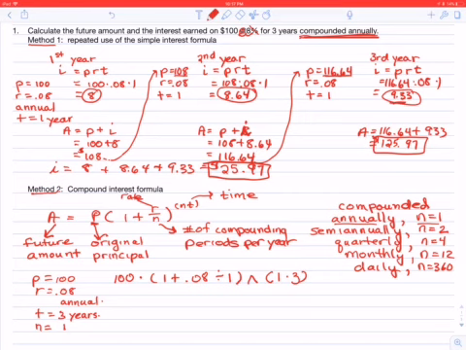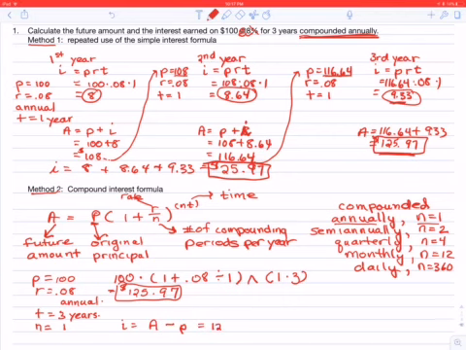And what I get is 125.97. The same amount that I got in the previous example. That's what will be in the account at the end of 3 years. So to find the interest earned, I can just take what's now in the account and subtract the original principal.